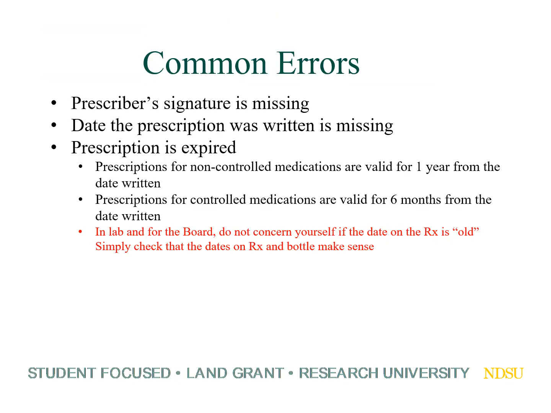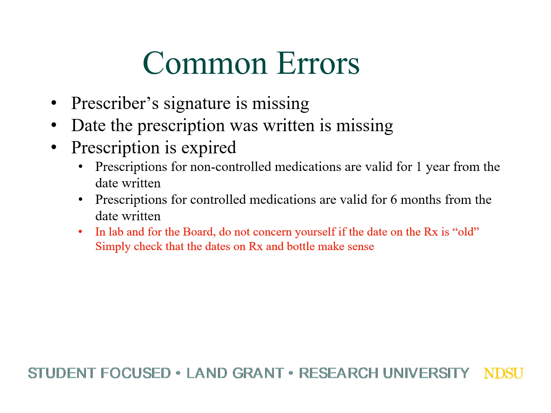Now we'll be going over some common errors that are found in pharmacy practice. The first being the prescriber's signature is missing. So if the prescriber's signature is missing or it isn't an electronic signature, then that is an error. The date the prescription was written is missing, or it's inaccurate when placed on the label.